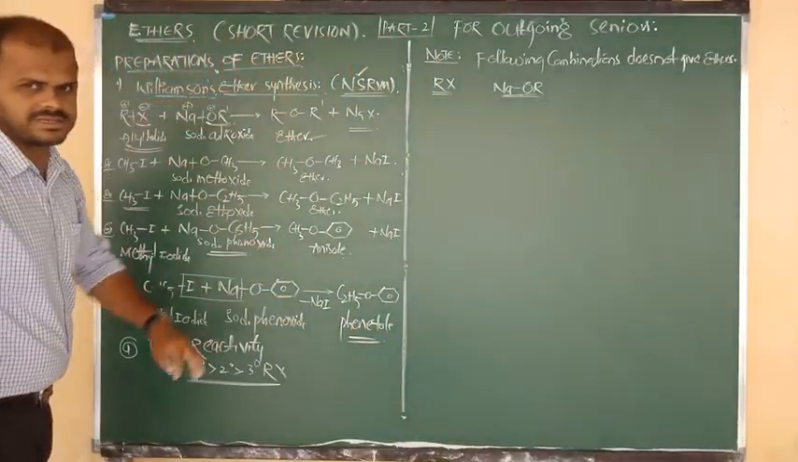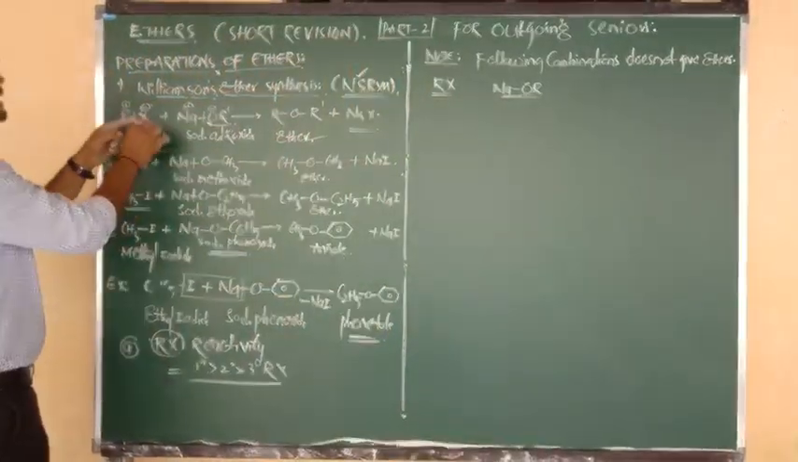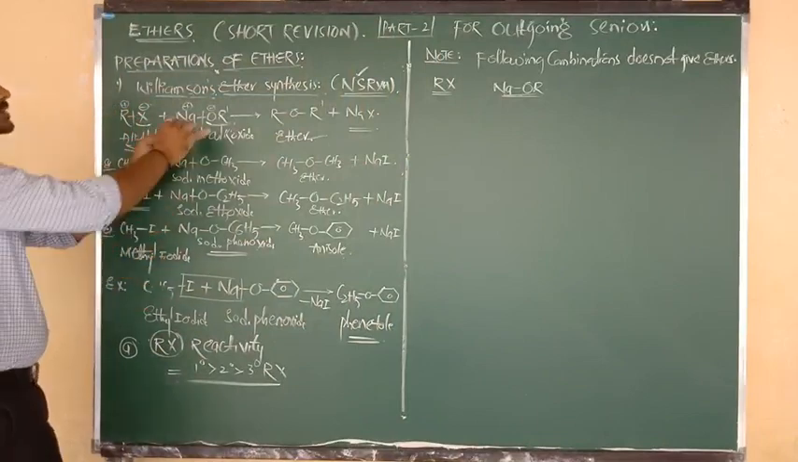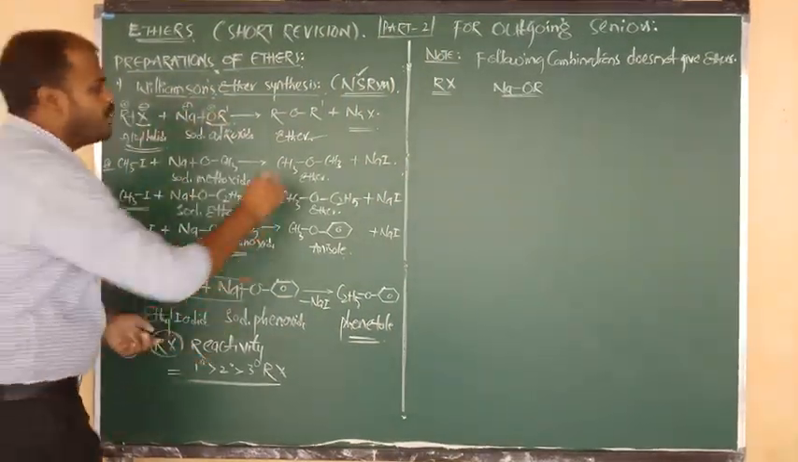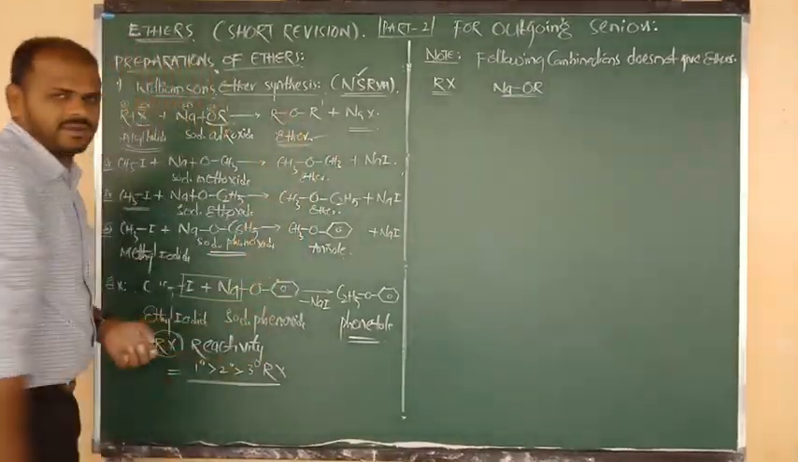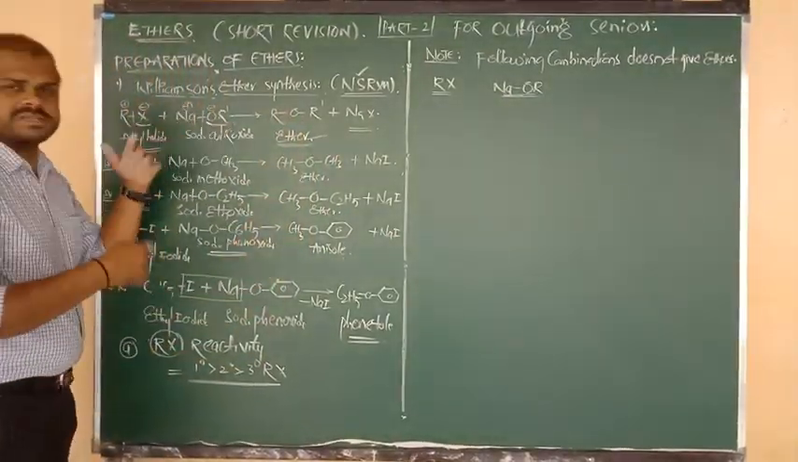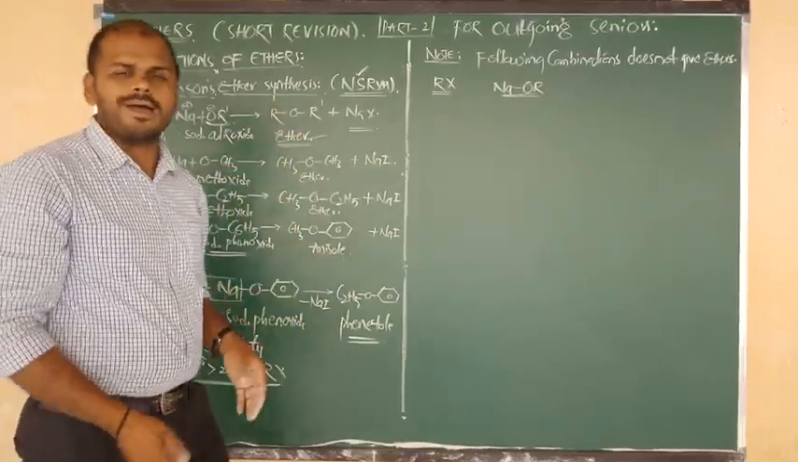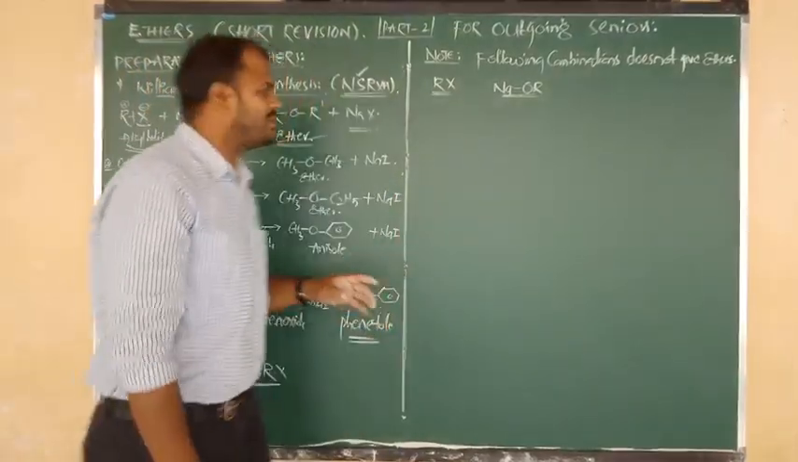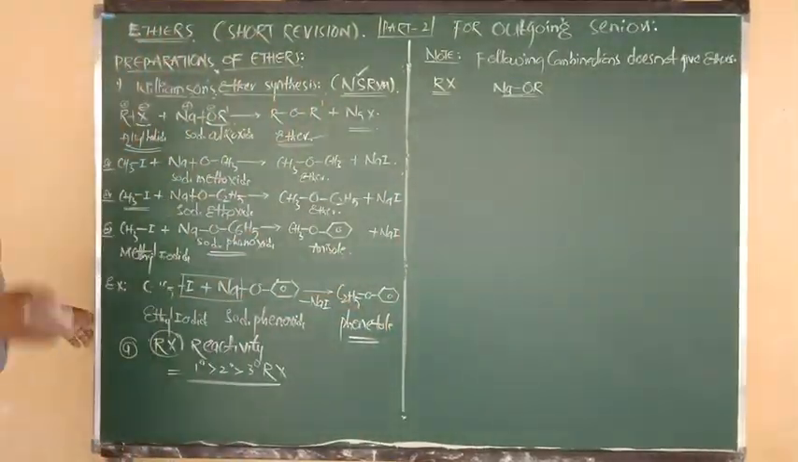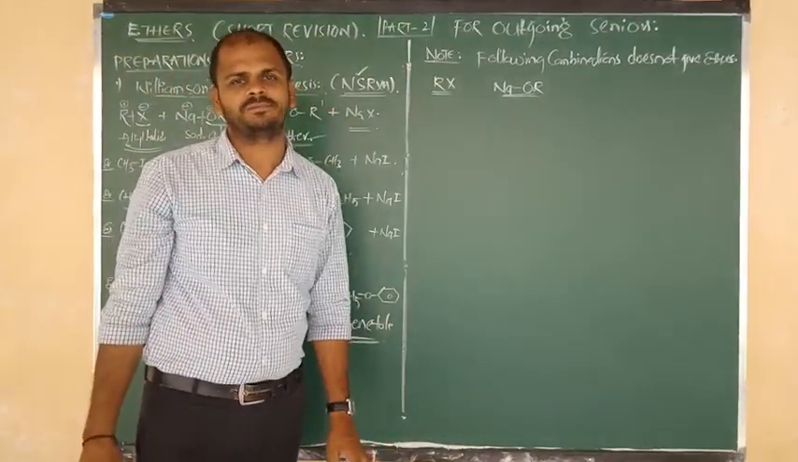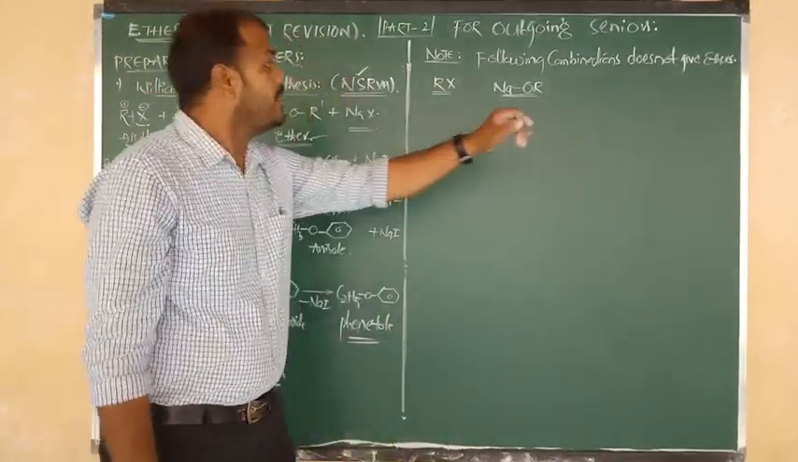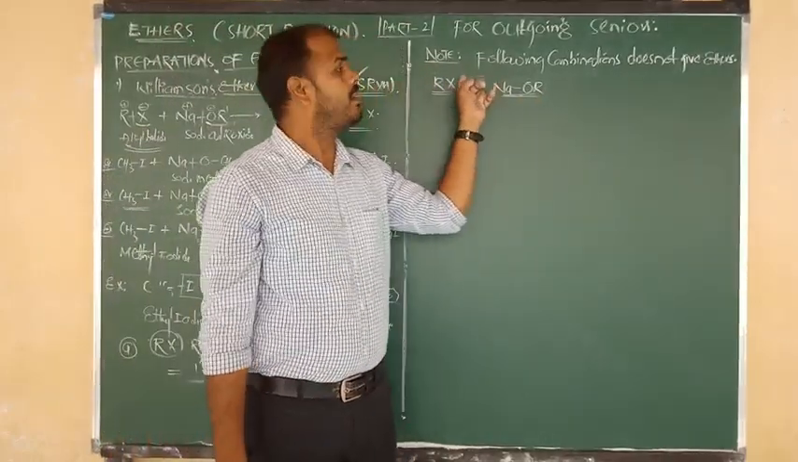Williamson's ether synthesis. Suppose in the alkyl halide R is there, and in the sodium alkoxide R is there. If both R groups are the same, you are going to get the symmetrical ether. If the R groups are different, you are going to get unsymmetrical ethers. So this is the best and evergreen method for the synthesis of symmetrical and unsymmetrical ethers. Good. And this is a very important point for objective exams.